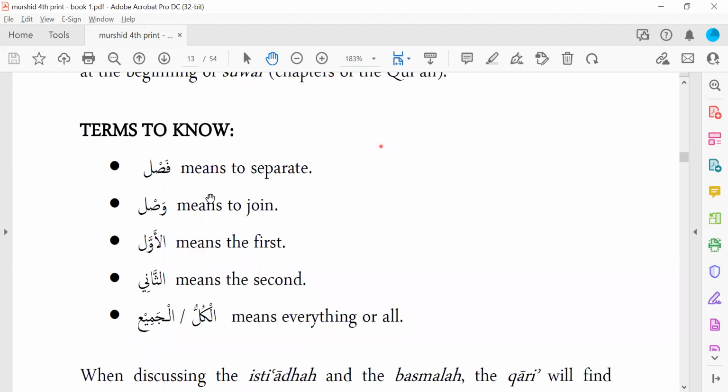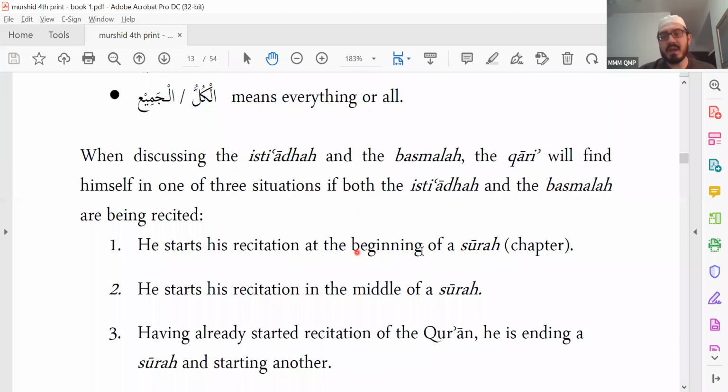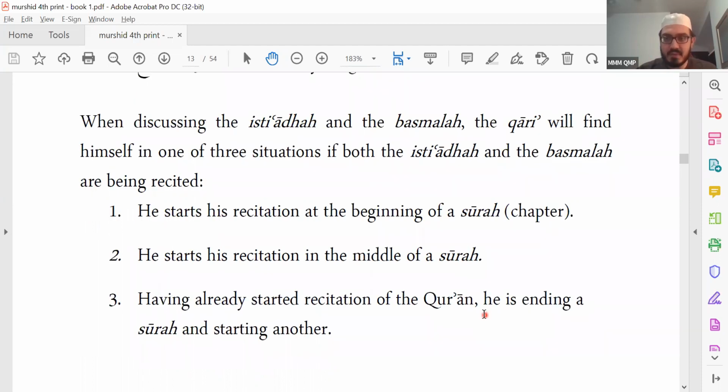Some terms to know. Fasl means to separate. Wasl means to join. Al-awwal is first, al-thani is second, and al-kull or al-jami' means everything. So when we're talking about the isti'adha and basmala, the reciter will find themselves in one of 3 situations. You open the Quran, and either you start your recitation at the beginning of the surah, let's say the beginning of Surah Al-Fatiha, or you start your recitation in the middle of the surah, or you've already finished one surah and you're starting the next surah. Understood?